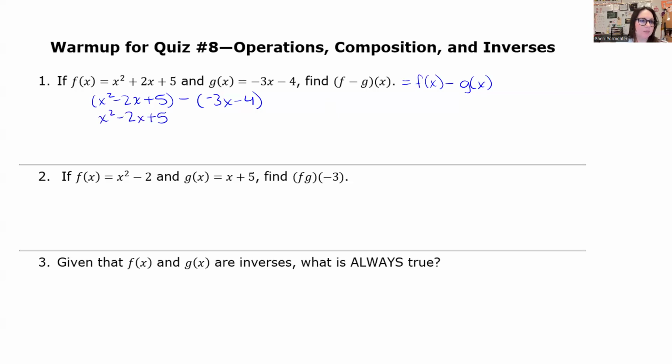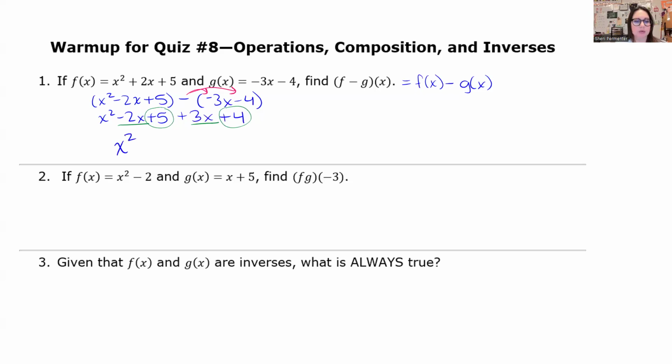For the second one, again, I've got to distribute in the negative to both parts. So negative times negative becomes positive 3x, and negative times negative becomes positive 4. From here, combine like terms. I'm just going to look for any terms that are the same. I have 1x squared and no more x squared. I have 2x terms, so I can put those together. And then I have 2 constants that I can put together. So I am just combining like terms.